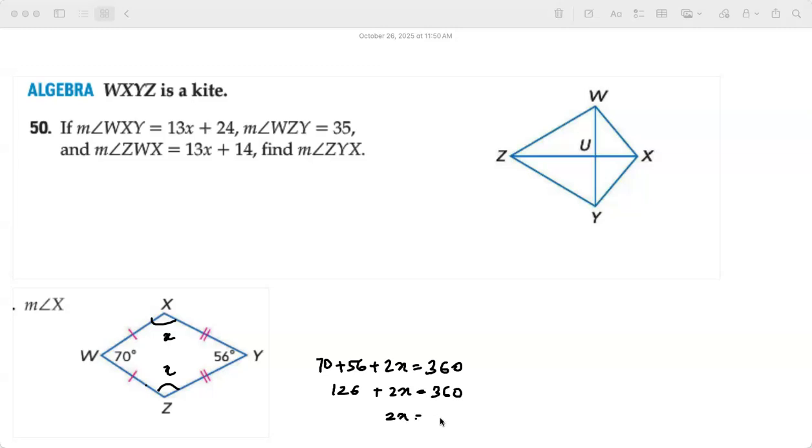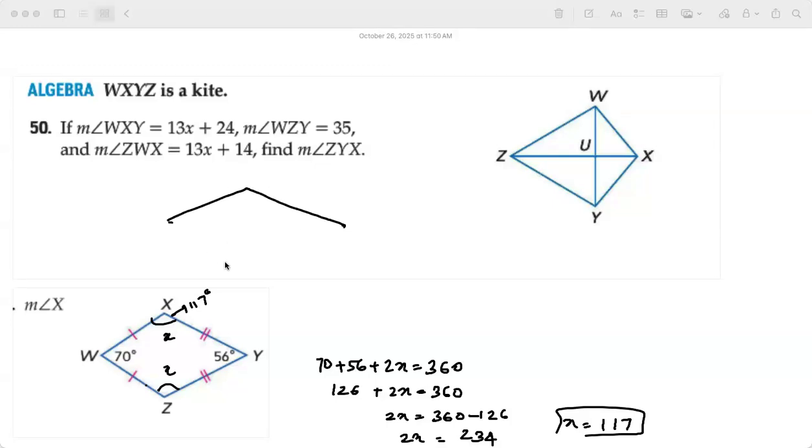So 2x will be equal to 360 minus 126, which will be 234, and this is what you got, right, Mitransh? Yes. So x will be equal to 117. Makes sense? Yes. Okay.